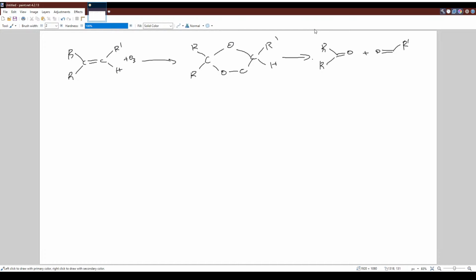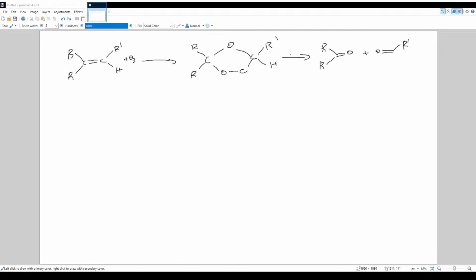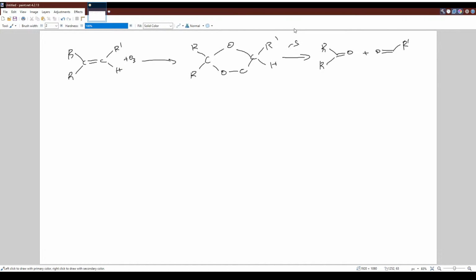Wait. Apparently we have to treat it with dimethyl sulfide after this, so okay. DMS, cool. What am I doing? Dimethyl sulfide? It's like this, right? Oh my god, what does dimethyl sulfide look like? I'm gonna look it up. Dimethyl sulfide. Oh, I was thinking dimethyl sulfoxide. Whoops. Yeah, this is dimethyl sulfide. Okay.